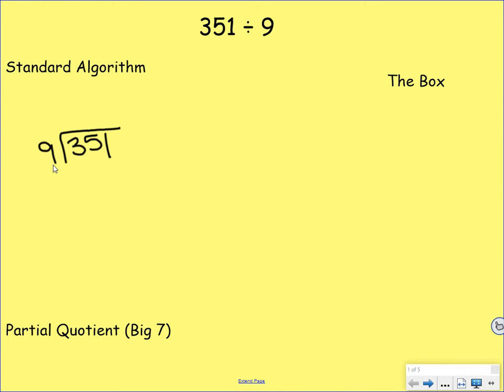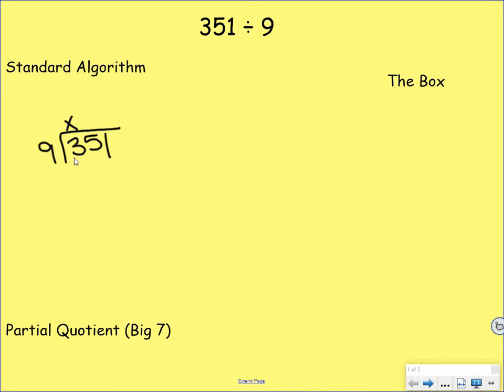So the first thing we say is, how many times can 9 go into 3? Well, it can't. Some people put a 0 there. Some people put an X there. Some people just leave it blank. I'm just going to put an X there for today. So since 9 doesn't go into 3, then we combine it.